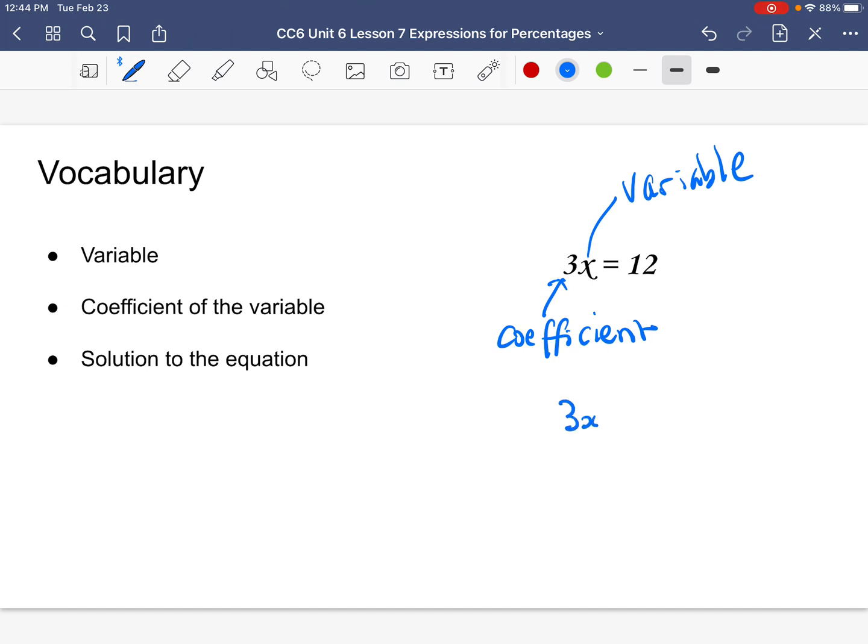So 3x equals 12. If we want to isolate x on its own, we need to remove the 3. So it's 3 times x. The inverse operation is divide by 3. So divide by 3 here and on the other side as well. 3 divided by 3 is 1. So we're left with 1x is equal to 12 divided by 3, which is 4. And that is the solution. 4 is the solution.